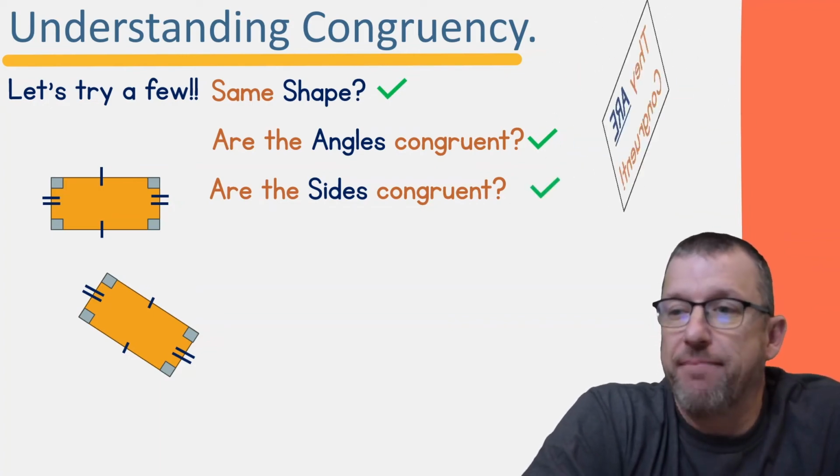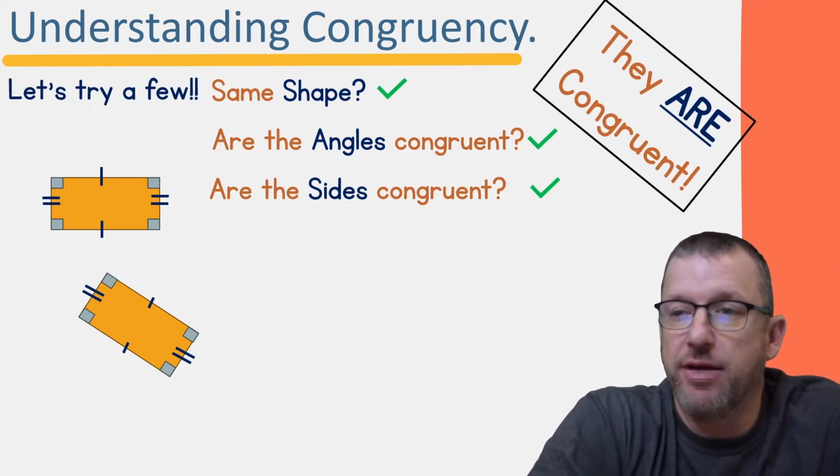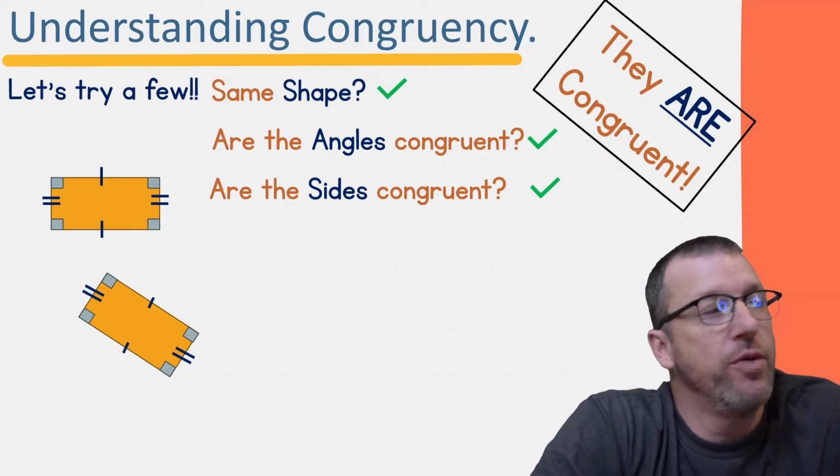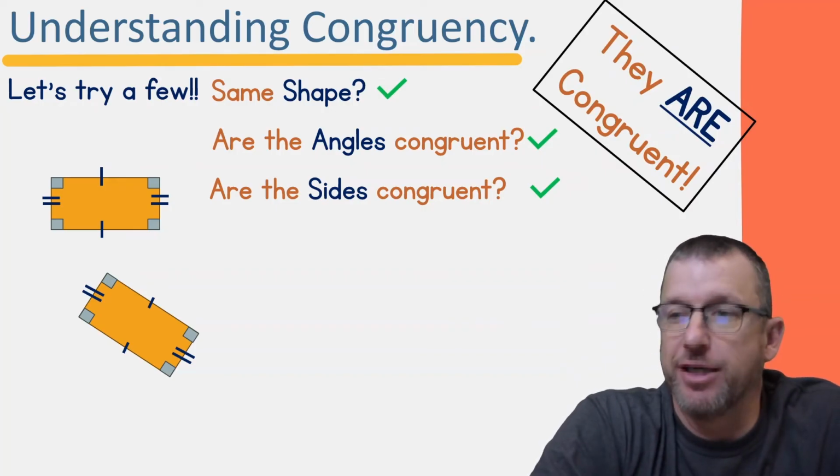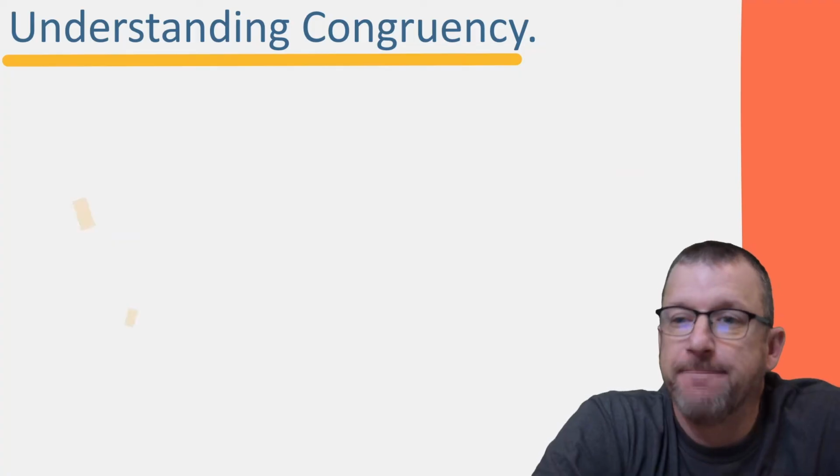Now, that means we have the same shape, the angles are congruent, and the sides are congruent. We have a congruent pair of rectangles. They are congruent to each other.